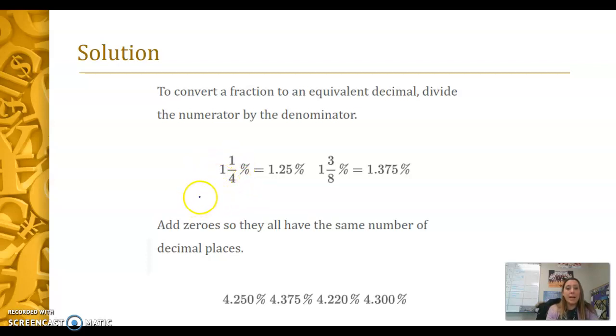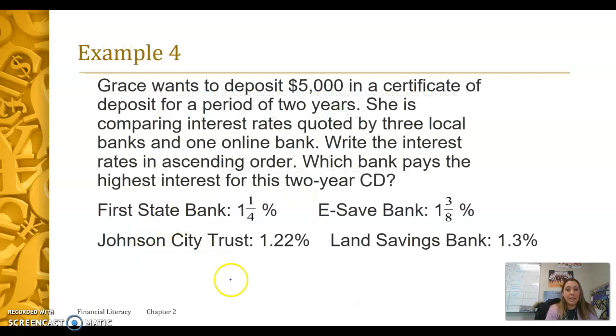So if you did that, you're going to have 1, because it's one part, and then you're going to get 0.25%. The same with here. As you can see, if you divide 3 by 8, you get 0.375. So when we were looking at these ones, we could say this is actually 1.25%, and this is 1.375%. Now the thing that we want to do is add zeros so that they're all the same length.